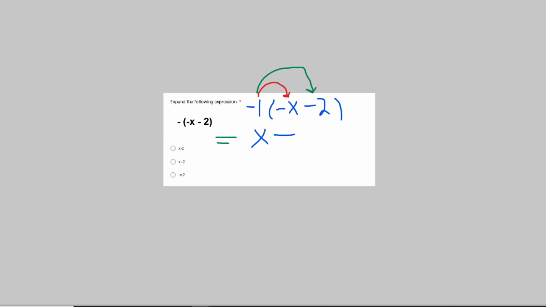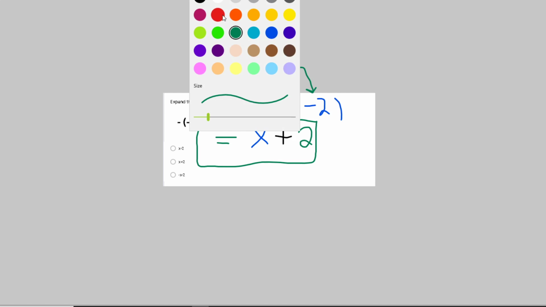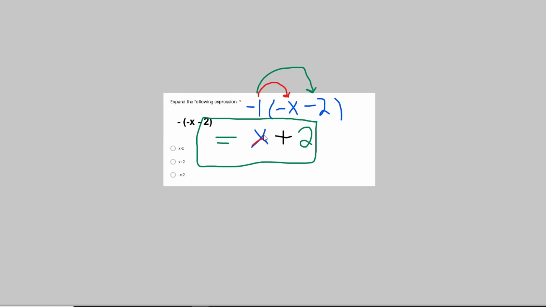So this is going to give us x plus 2. I guess it should be red, because we did negative 1 times negative x with the red arrow, and then with the green arrow we had negative 1 times negative 2. That gave us 2.